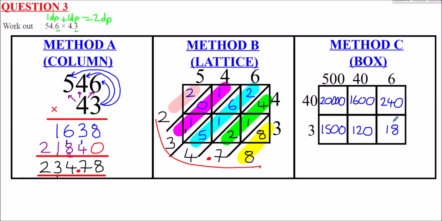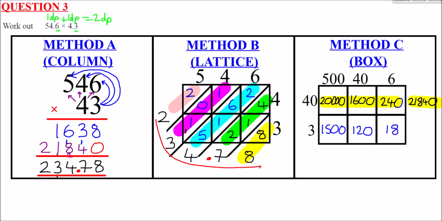Now what we have to do is, in any order you want, we need to add these numbers together. So what I'm going to do, fairly lazily, I'm just going to add these up going along like so. 20,000 plus 1,600 plus 240. This is why I don't like it. There's a lot of adding up to do afterwards. But if you were to check that, you should find that gives you a total of 21,840.